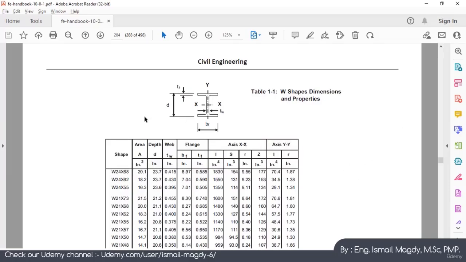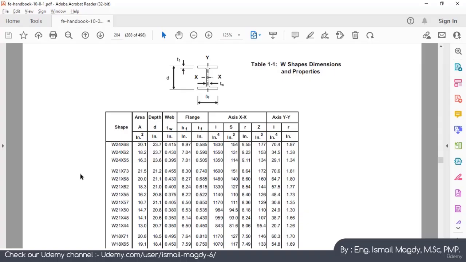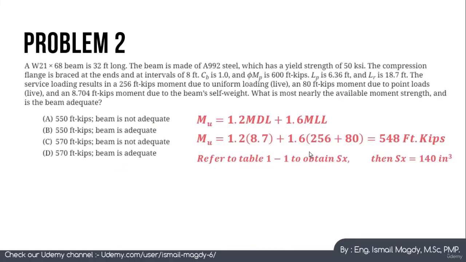Here it is, this table of the properties, Table 1-1. We need to find the beam W21x68. Here it is. So we need to obtain Sx, which is here. So our Sx equals 140 inch cubed. So this is the value of the Sx. Let's go back to our problem. So referring to this table, we obtained the Sx, which equals 140 inch cubed.